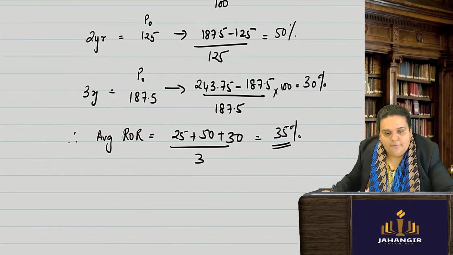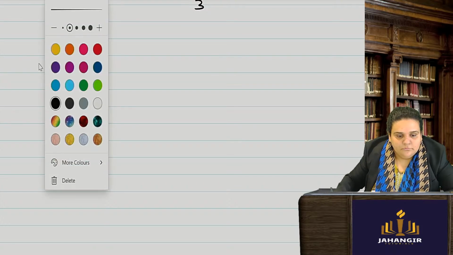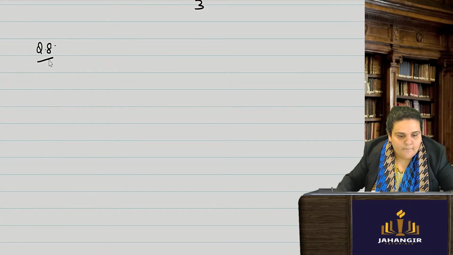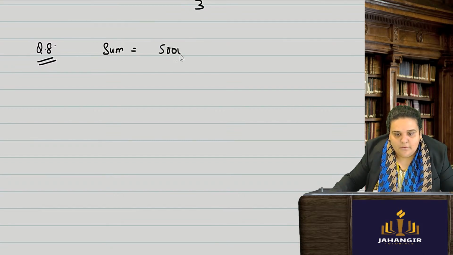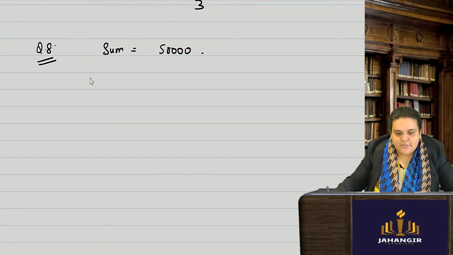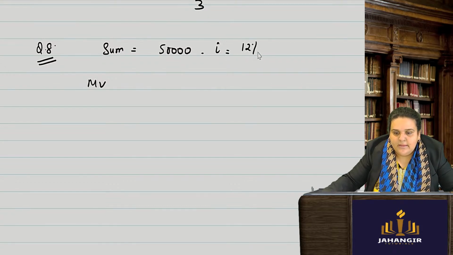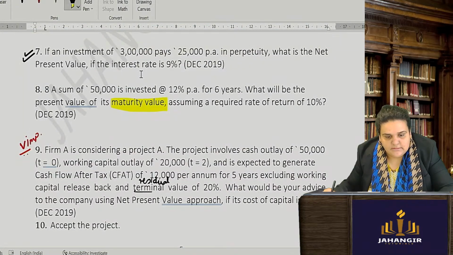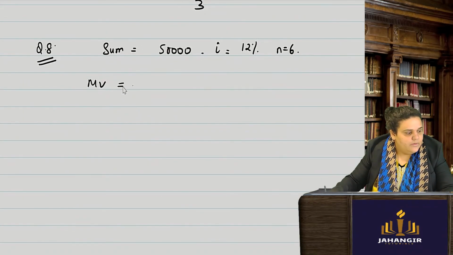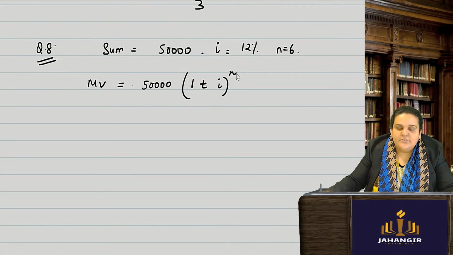Okay. So question number 8. The sum is equal to 50,000. I have to first find the maturity value, and the interest is 12% and N is 6 years, at the rate of 12% for 6 years. All the three given I have written. Maturity value will be how much? I will get 50,000, 1 plus I, the whole thing raised to N. I am going to receive 12% interest every year.